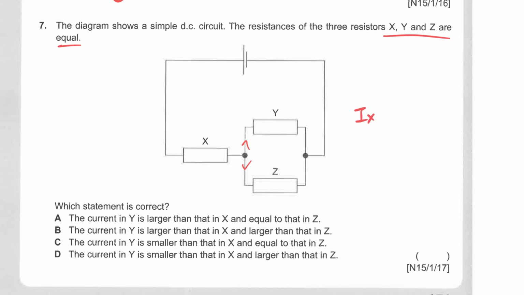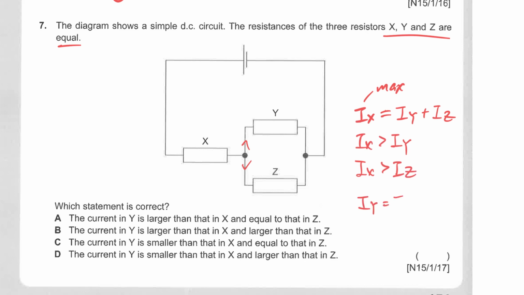So you know that the current flowing through X is the maximum, that's for sure, and the relationship will be Ix equals Iy plus Iz. These are the rules that you know, and of course Ix will be greater than Iz, and Iy must be equal to Iz for this case because both the resistances are the same. So if you understand this, you just look at the statements here.